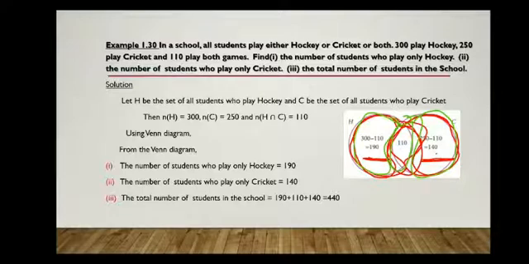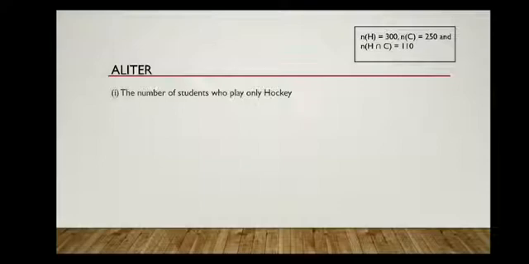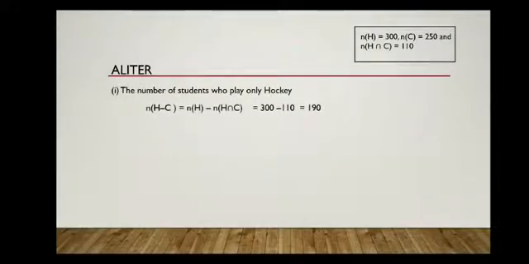Okay. We have another method. Since we know that the number of students who play only hockey is H difference C. How to find n of H difference C? n of H difference C is equal to n of H minus n of H intersection C. We know that n of H is 300 and n of H intersection C is 110. Substituting in this result, we will get 190.